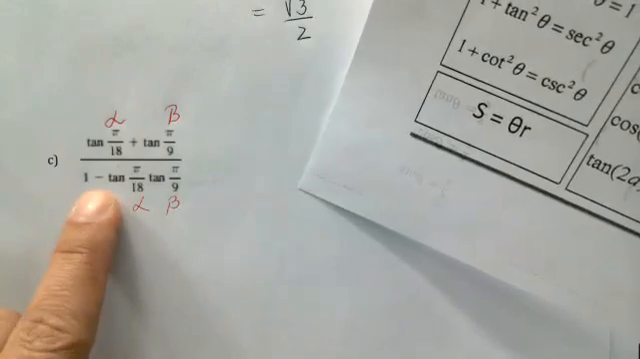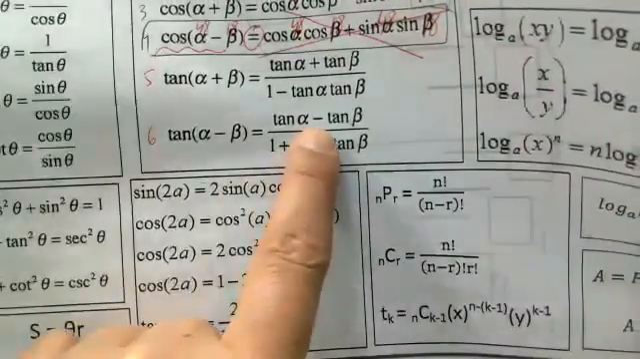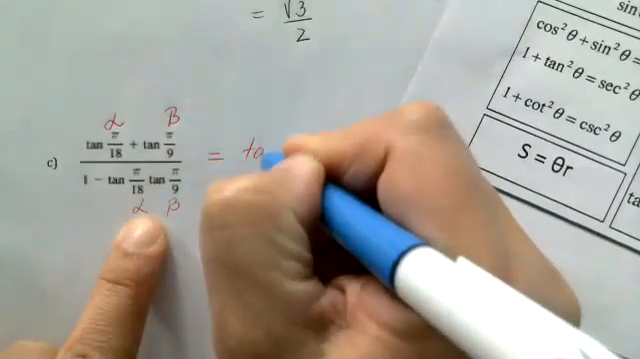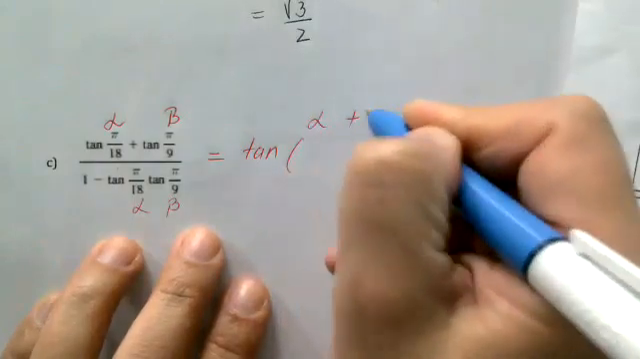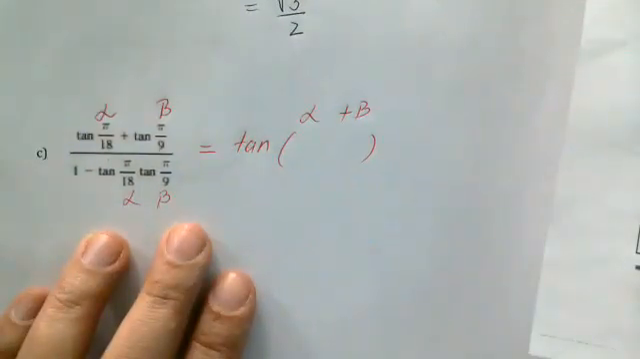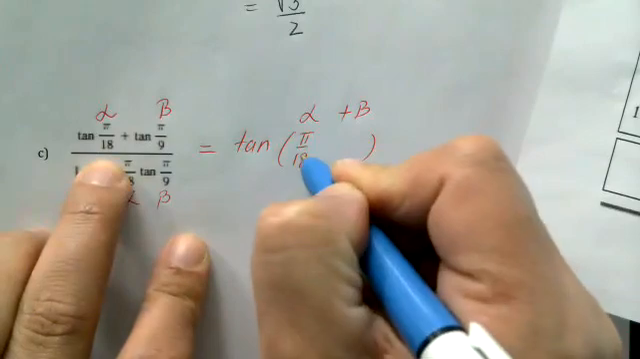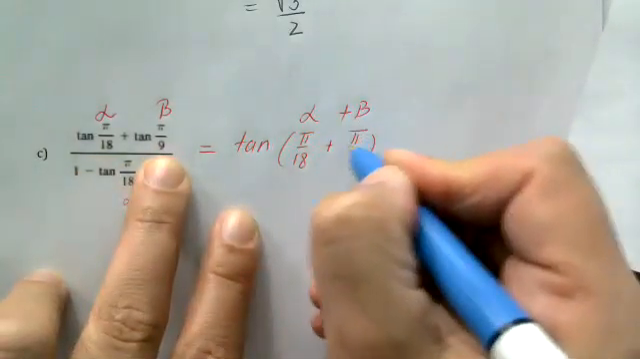The fifth one, because it has 1 minus at the bottom and plus in between, right? The sixth one has minus at the top and plus at the bottom. So we are using the contraction of tangent of the sum. So alpha plus beta. Now, which one is alpha? Pi over 18 plus, which one is beta? Pi over 9.